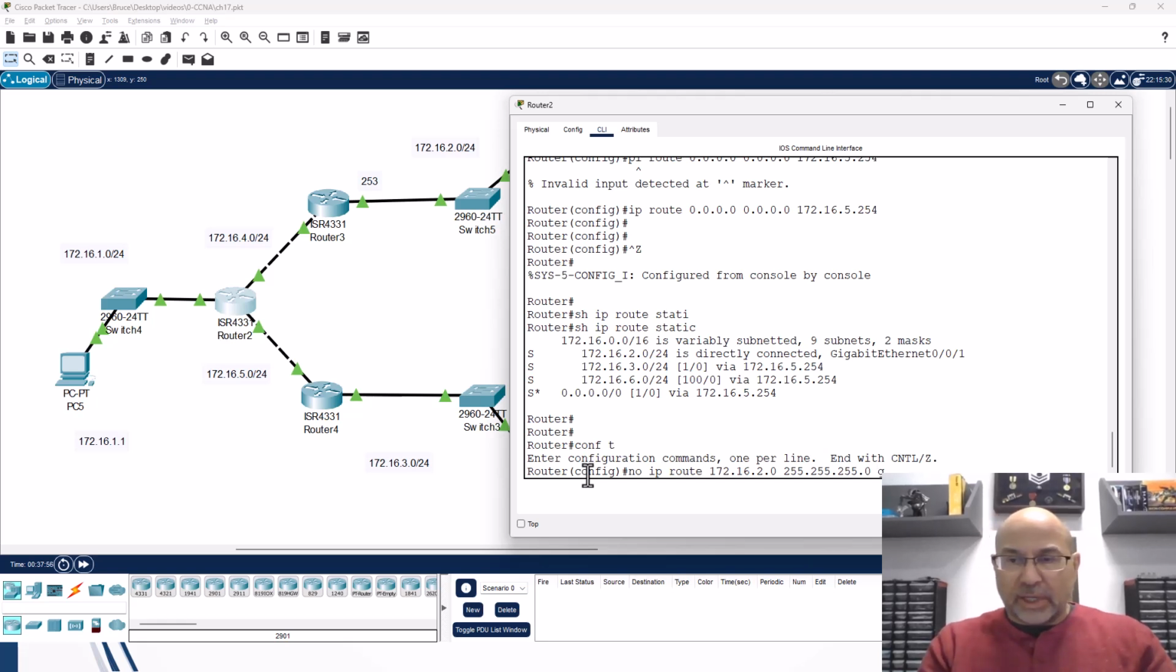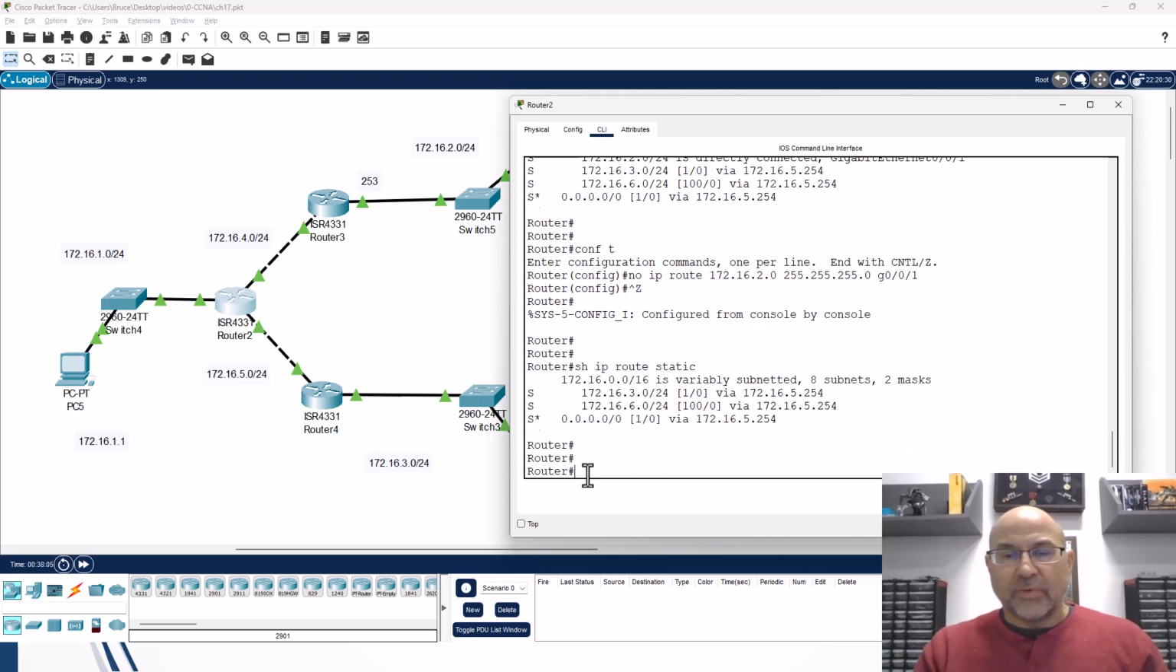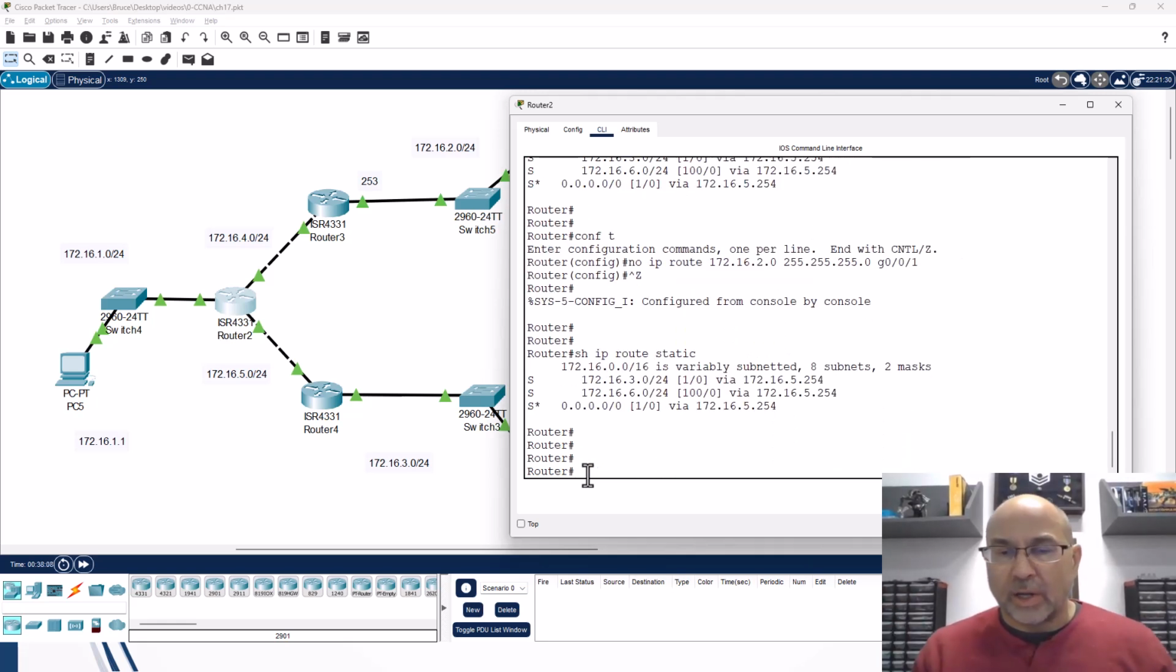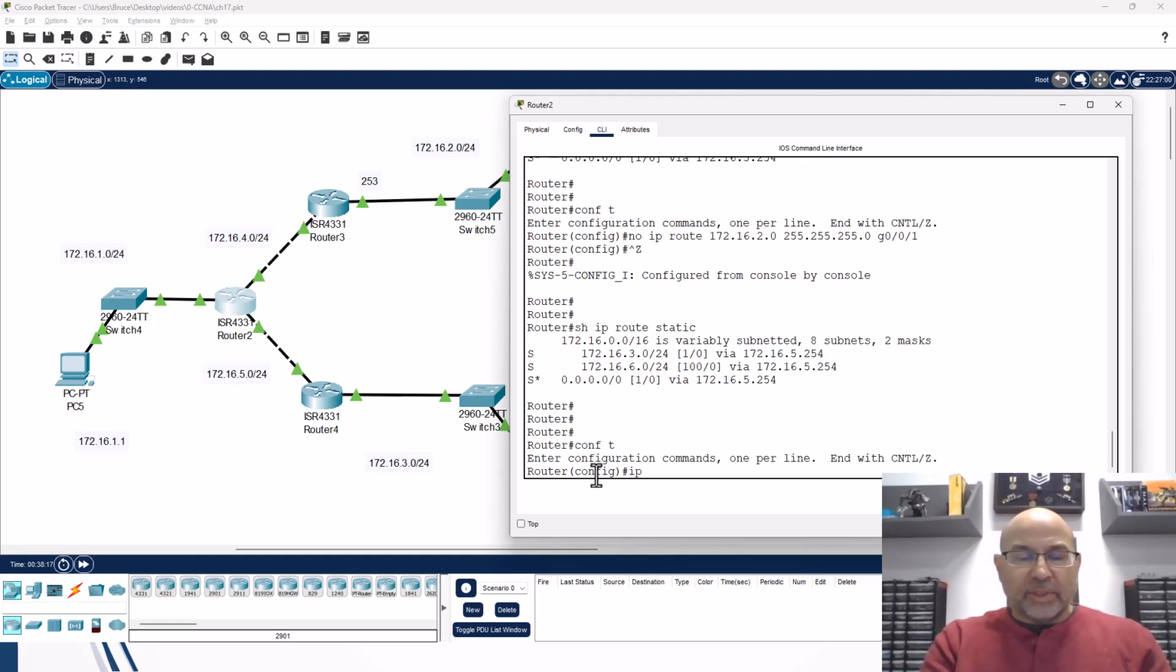And then we're going to say G0/0/1. So if I take a look at my static routes, it's all gone. Now we have this default route, but we're not going to worry about that because I'm going to add a route for this particular host. So I'm going to say IP route. Well, where are we going? Normally we would be going to a network, but now I'm going to go to 2.9. And again, this is going to be just for 2.9.